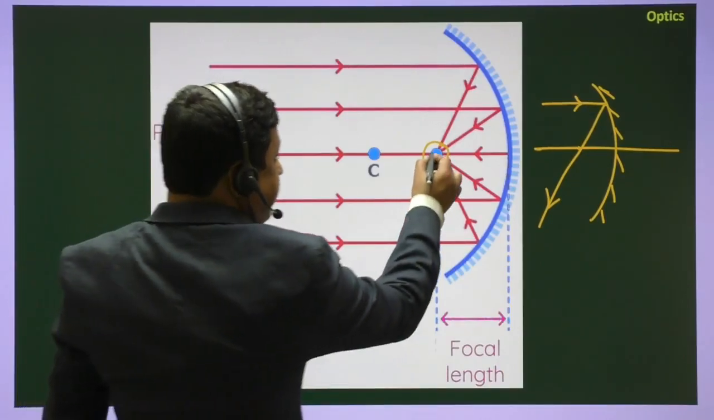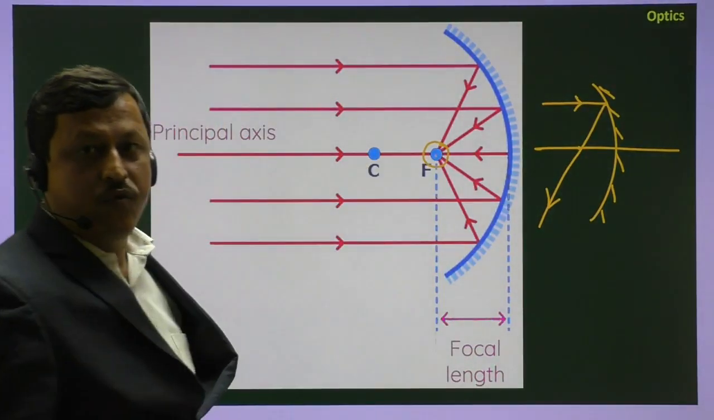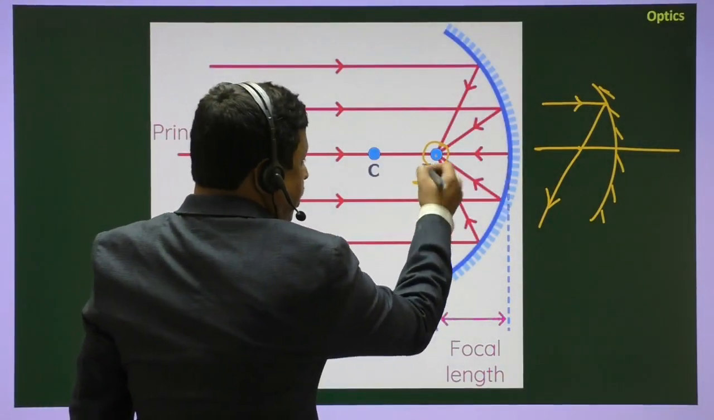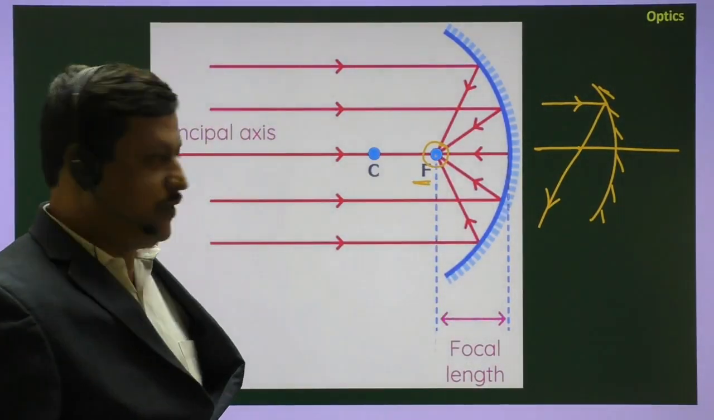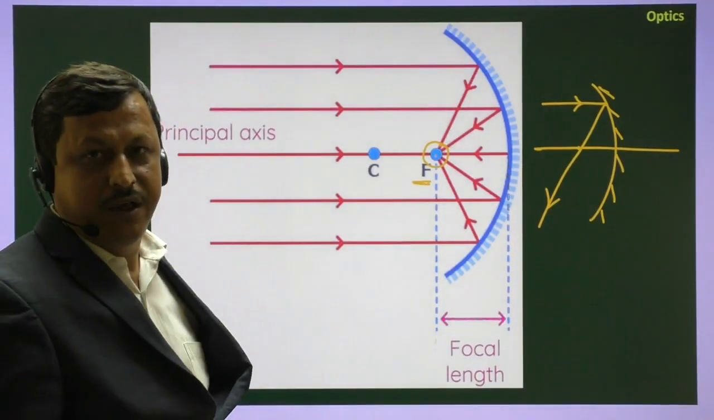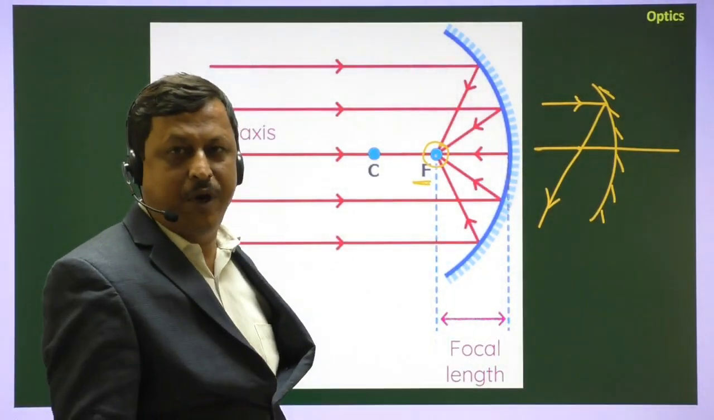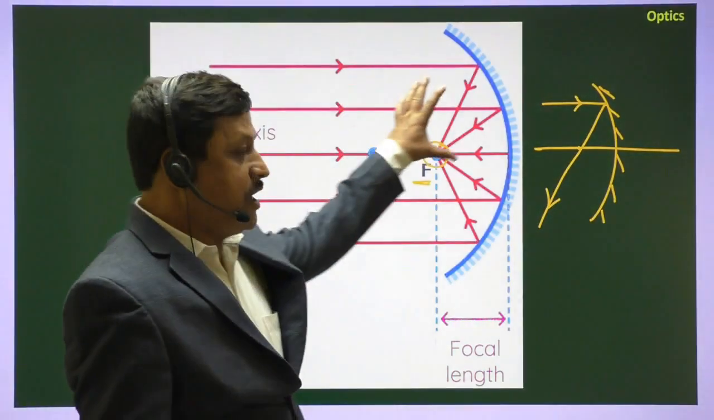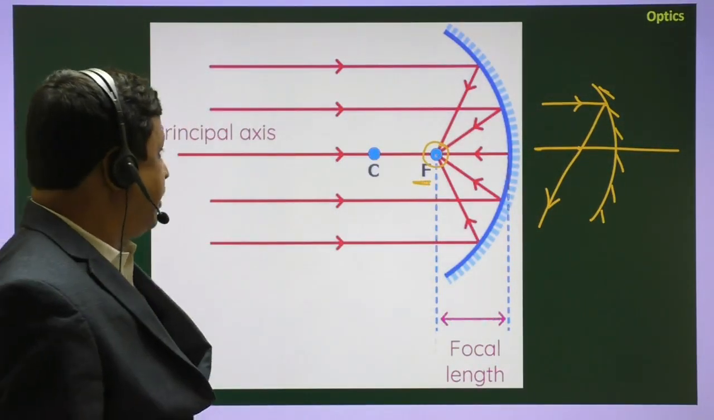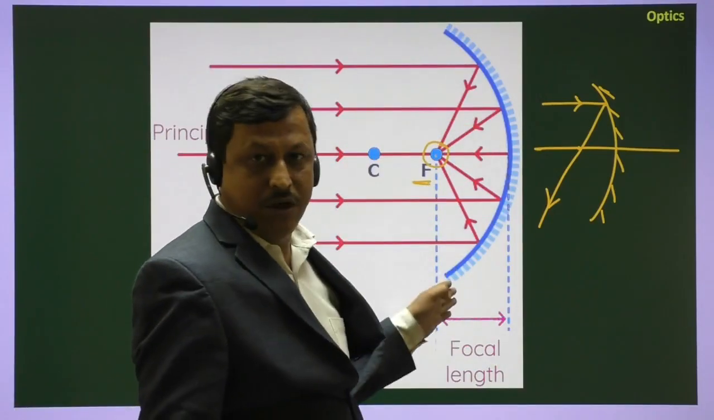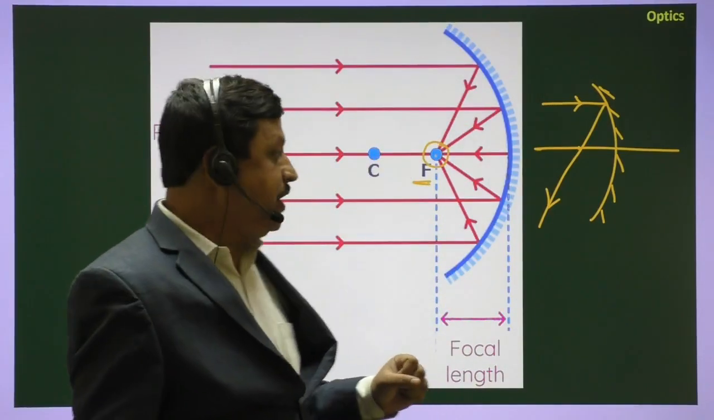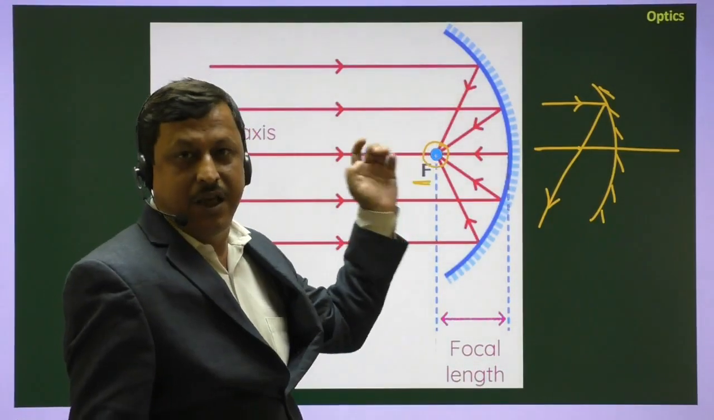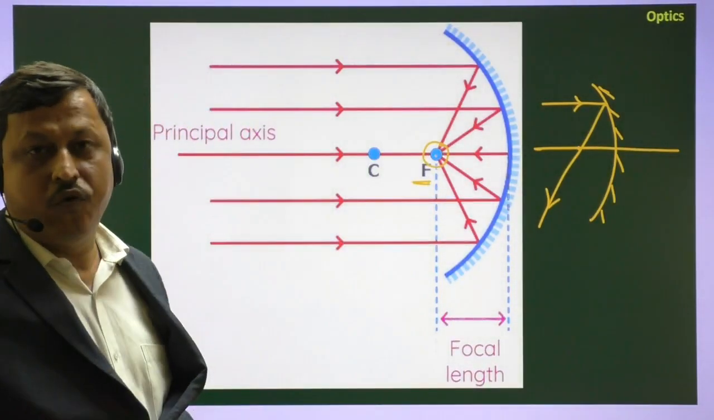This point is very important. This is called the focus point, and we denote it as F. F is the focus point. So what is the definition of the focus point of a concave mirror? In the case of a concave mirror, if a parallel beam of light is incident on the mirror, after reflection the rays will meet at a point on the principal axis. This point is called the focus point.